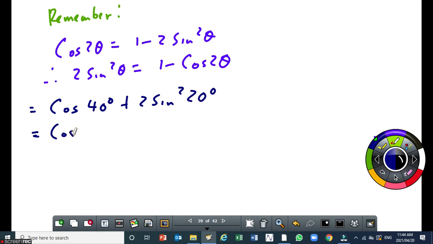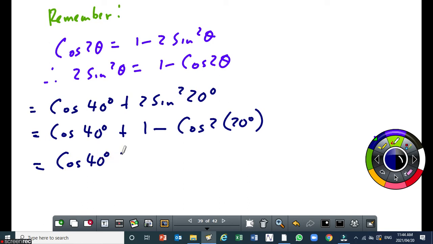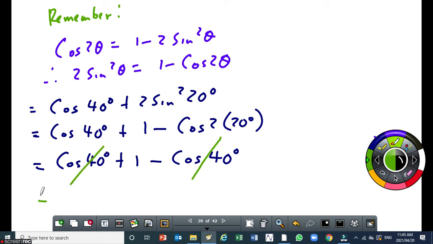So I can write this 2 sine squared 20 degrees as 1 minus cos 2 times 20 degrees. If I do that, I'll get cos 40 degrees plus 1 minus cos 40 degrees. And I'm sure you can see that this one has a negative, that one is positive. So those two cancel out, and the final answer is going to be 1. Okay.